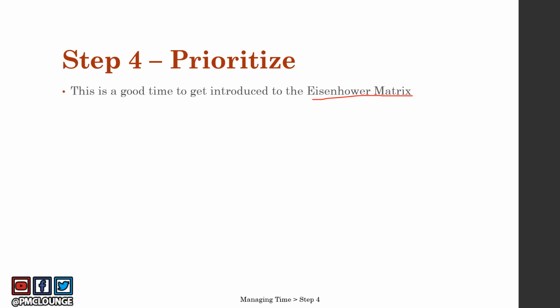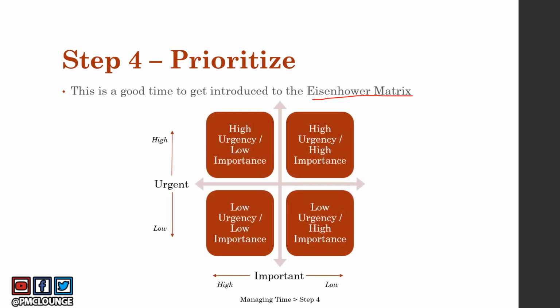The Eisenhower matrix, although it may look a bit scary at first, so this is how it looks, but let me try to explain it to you. So you have two axes. The first axis is urgent. Anything that's highly urgent shows up at the top. Anything that's low on an urgent scale shows up at the bottom. The second axis is important. You again have high on the important scale and low on the important scale.